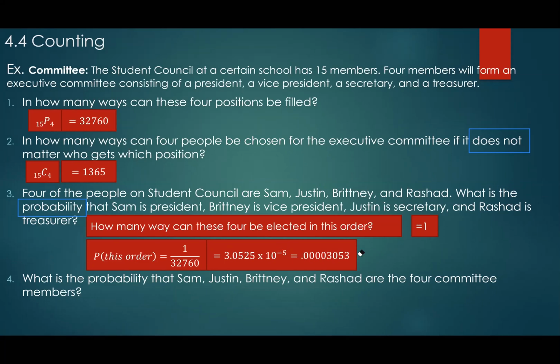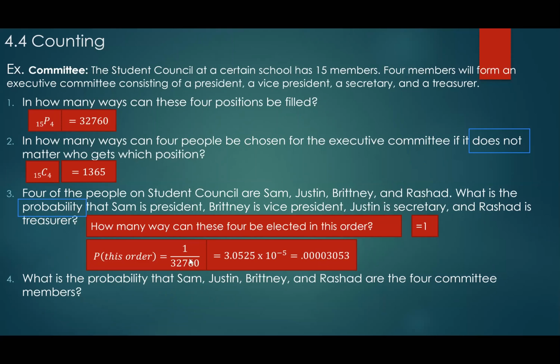So be careful on your homework, so that you know which answer you need to type in for your quiz and which answer you need to type in for your test. Everybody see the difference between the scientific notation here versus the decimal here. Again, -5 tells you to move 5 places to the left. And again, this is what we have. Why do I have 1? Because there's only one way that these 4 people fill in these 4 positions.